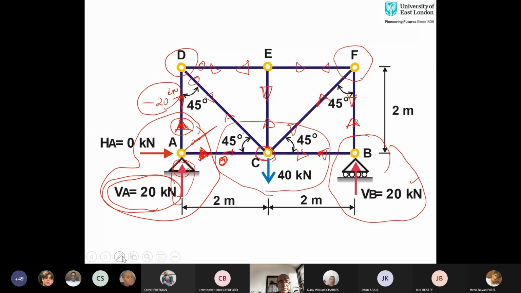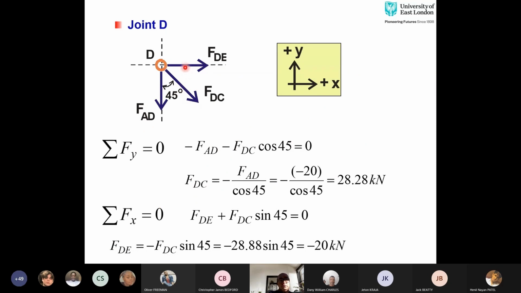So now these two forces are known, FAD and FAC. I can solve this joint D. Now at joint D, I have three forces. One is FAD. The value of FAD was negative. I have FDE, which is horizontal force, and then I have this inclined force, FDC. Summation of vertical forces equal to 0. And then if you sum up these vertical forces, I have FAD and then I have FDC. The angle between them is 45, and then I have this FDC cos 45. Because this angle is not with the horizontal, so that's why the vertical component is cos 45.